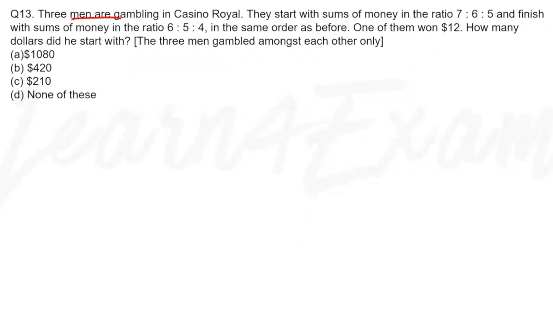Now, three men are gambling in a casino royal. They start with sums of money in the ratio of 7:6:5 and finish with sums of money in the ratio of 6:5:4 in the same order as before. One of them won $12. How many dollars did he start with? And it's given that the three men gambled amongst each other only.